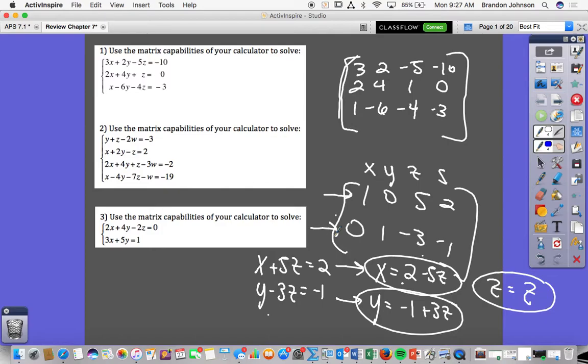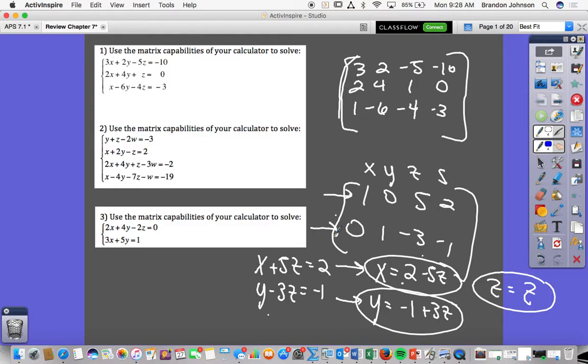Now, let's talk about this. Why could I solve for this one and not for this one? How many variables do I have? 3. So I have to have how many equations? 3 in order to solve for it, right? Normally, if we have 3 variables, we have to have 3 equations, right?